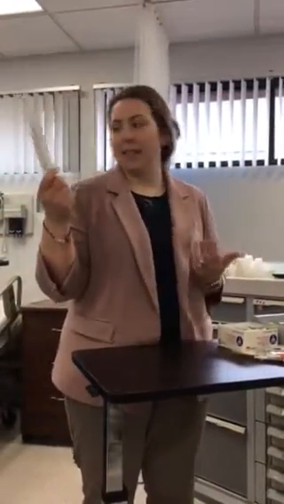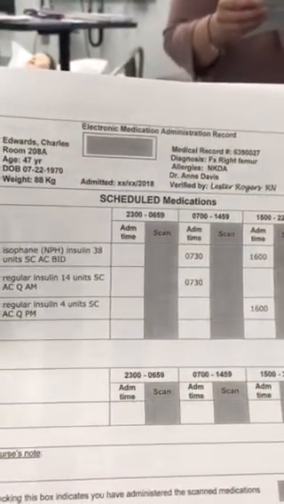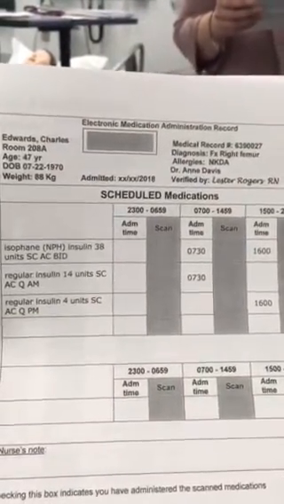So your comp card will tell you what time to give the insulins at. These practice MARs aren't going to tell you exactly what time your comp card is going to say to give, 730s or 1600s or whatever. So make sure you practice and kind of know the situation for the different times that are on here. So for Charles Edwards, it looks like he has 38 units of NPH insulin due at 7:30 and 14 units of regular insulin due at 7:30. So he's got a short-acting insulin and an intermediate-acting insulin.